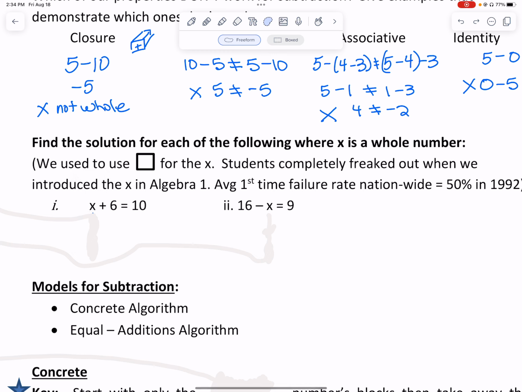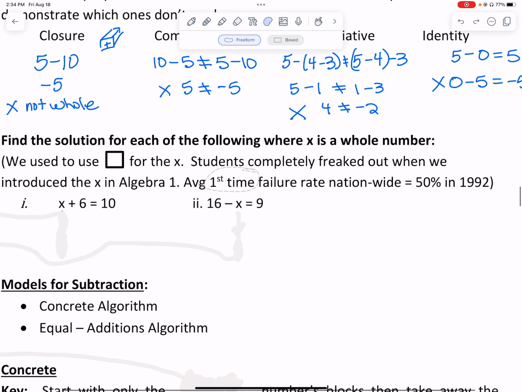The average first time failure rate in the nation for Algebra 1, the first time people take Algebra 1, is 50%, half of them fail nationwide. And I put in 1992, that's when I first started teaching, but I've done research and it hasn't changed.